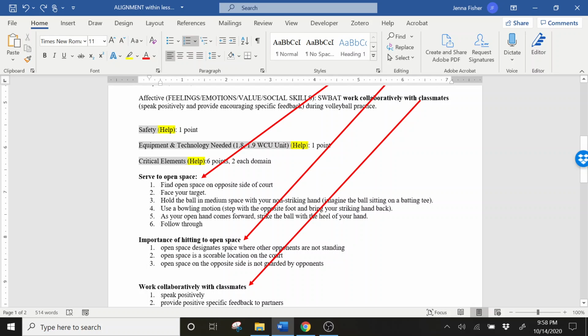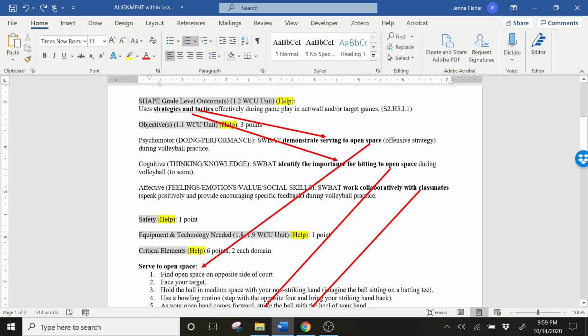Open space designates space where the other opponents are not standing. Open space is a scoreable location on the court, and open space on the opposite side is not guarded by the opponent, so obviously I can score. So these are reasons why hitting the open space is so important.